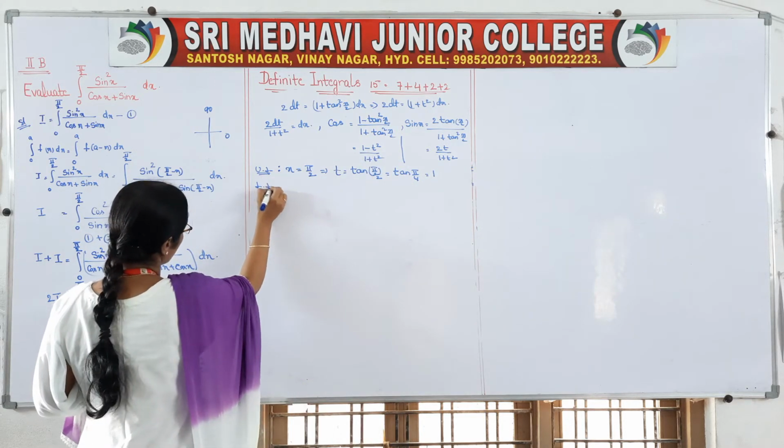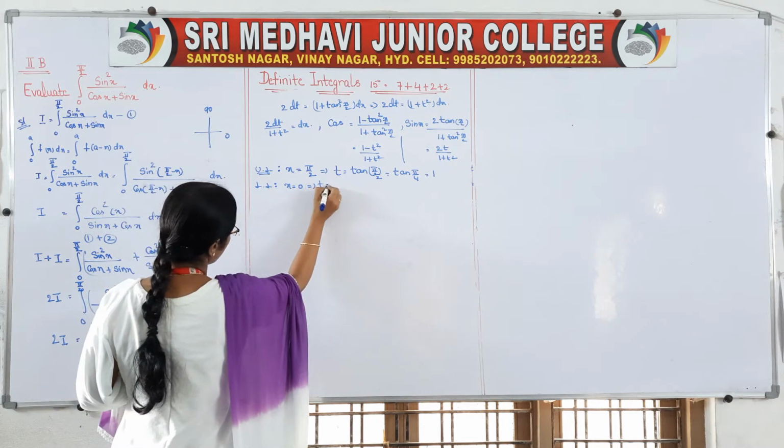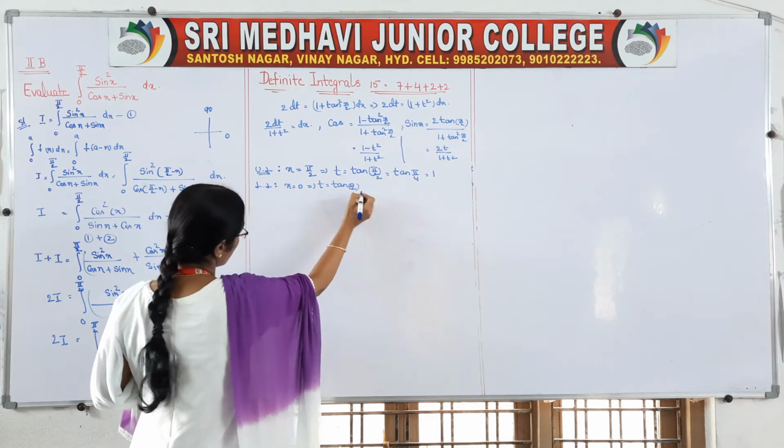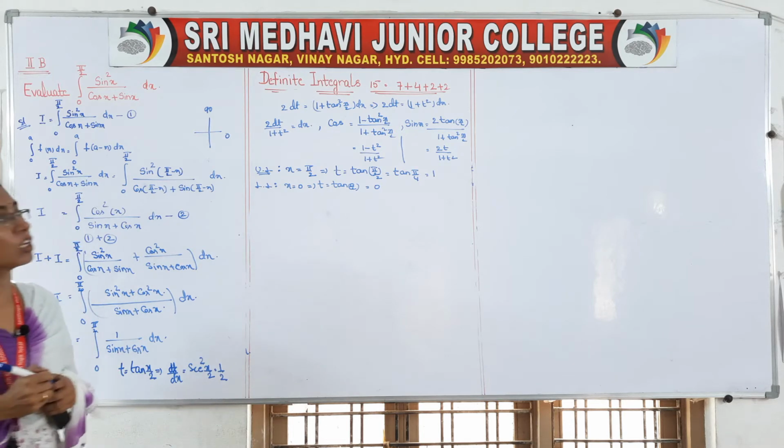Similarly, you find out the lower limit. x is equal to 0. So t is equal to tan 0/2. tan 0 is 0. So we got our limits also.